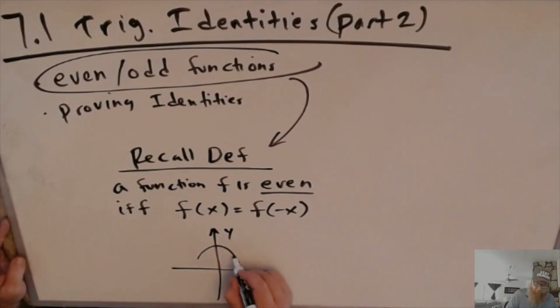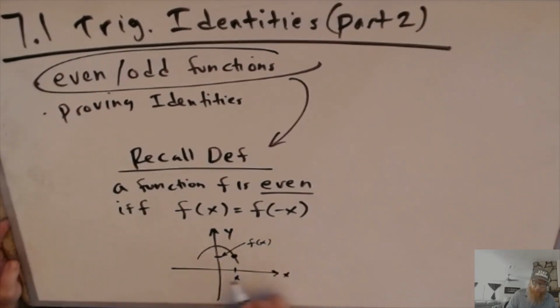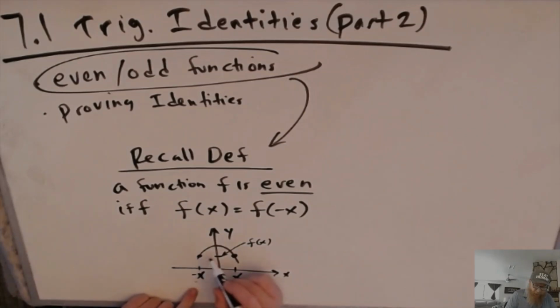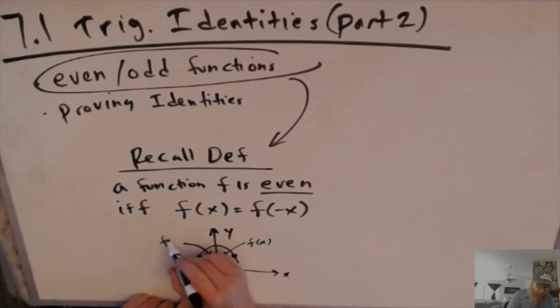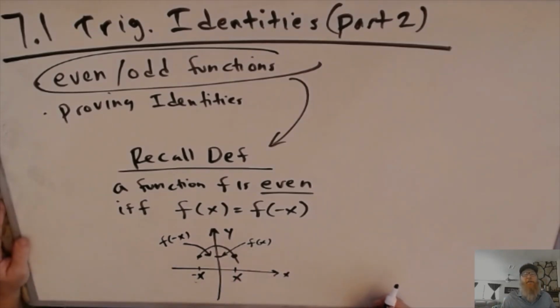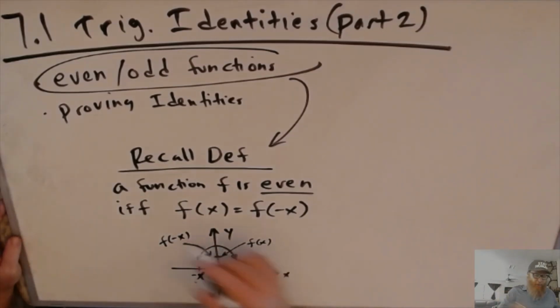So you have a point here, x, and then you have the y value, f of x. And then on the other side of the graph, you have negative x. I don't know if you can see that. x, negative x, and it has the same y value. So f of x and f of negative x are the same y value. So that's the definition of even.